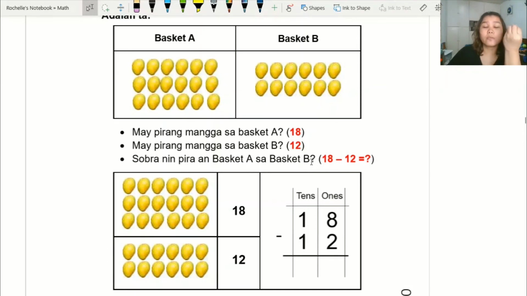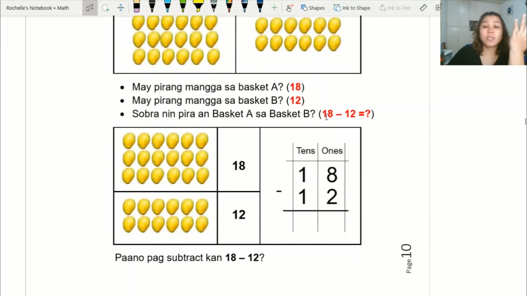Sobra nin piraan basket A sa B. Ilan daw yung sobra sa A? So, if you take a look, mas madami ang A. Pero gaano mas madami ang A? So, what we can do is use subtraction to find the difference. Ano yung pinagkaiba? So, we can make use of 18 minus 12 equals blank. So, what do we do?